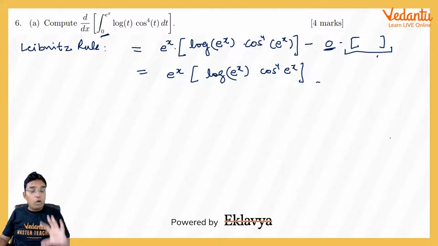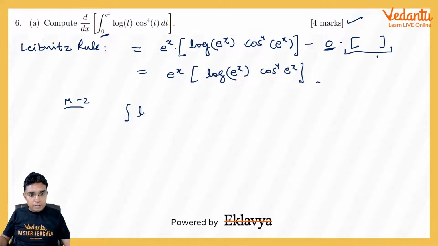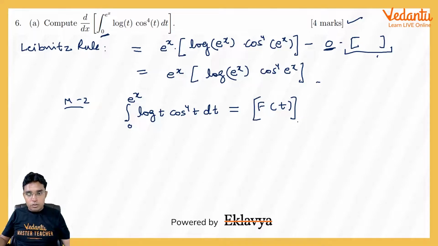Now, if you do not want to do it this way because this is a 4 marks question and you think I should do it in proper manner, then you can do one thing. You can do the proof of Leibniz rule, isn't it? How this can be done, please see. What I will do, I will take this log of t cos 4t dt. We can think of this integration will be some F(t), and limit is from 0 to e power x. So we will be putting 0 to e power x here. So this will become F of e power x minus F(0).